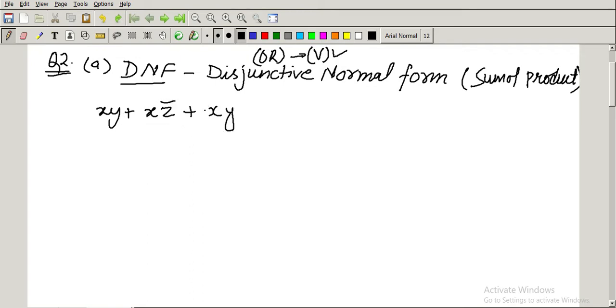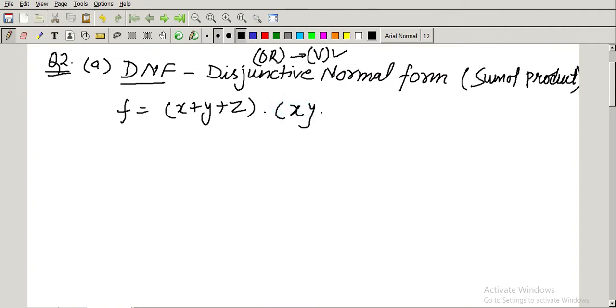Now we discuss our question. What is the question? The function is given like f is equal to x plus y plus z, and dot, xy plus x complement z, to the whole complement.